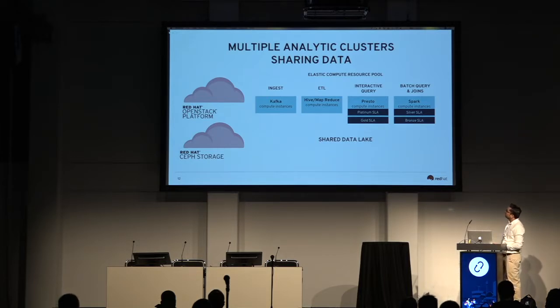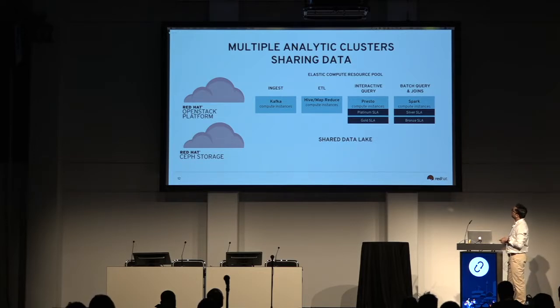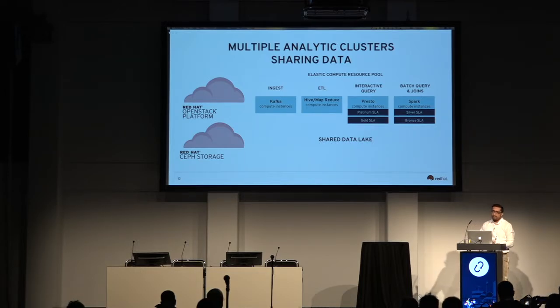As I mentioned, it could be a multi-purpose analytics platform. You could use things like Kafka for data ingestion in the same cluster backed by OpenStack compute. And then you could do ETL jobs using Hive on MapReduce or Spark SQL on Spark. You could have another cluster dedicated for interactive queries, for faster query responses, using Presto and Impala. Batch jobs, like long-running reporting jobs, could go through MapReduce and Spark.